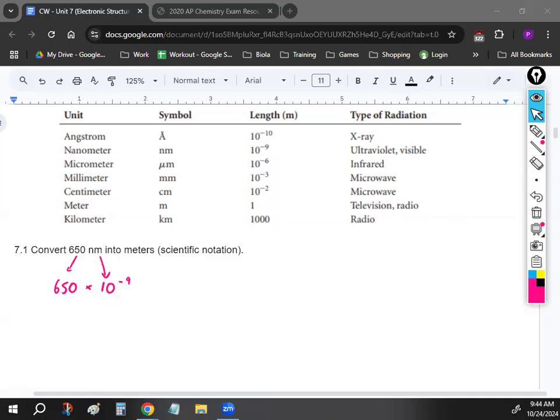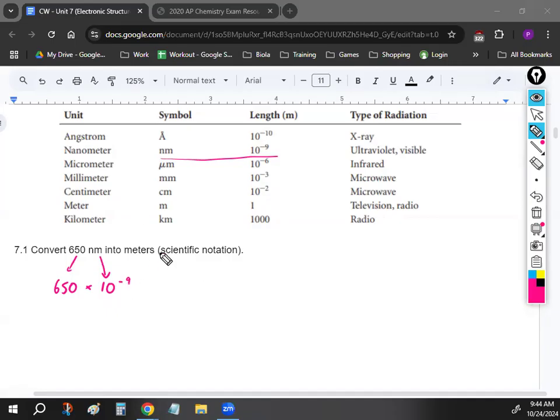Alrighty, guys, so let's take a look at 7.1, and then we'll go over it together. So we got 650 nanometers. Now, if you take a look at our conversion factors right here, we have nanometers as 10 to the power of negative 9, okay? So if it's 650 nanometers, we can do 650 times 10 to the negative 9, okay? So far, so good? Okay, we still need to convert to scientific notation. And no, you do not need to memorize them. Yeah, great question.